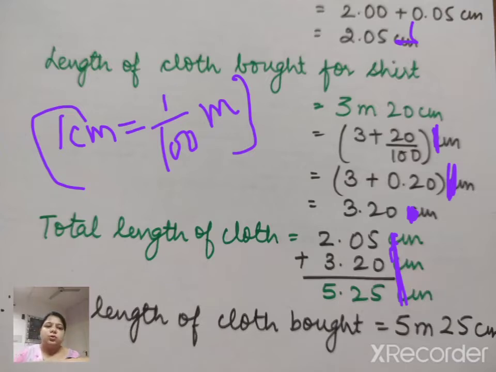Now to find out the total length, again we have lined up the decimals and just check. We got the answer as 5.25 meters. So 5.25 means 5 is whole and 25 hundredths. And what is hundredths here? It is centimeters. So the length of the cloth bought will be 5 meter 25 centimeter. This will be your answer.